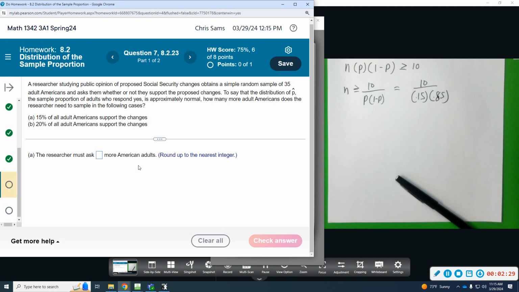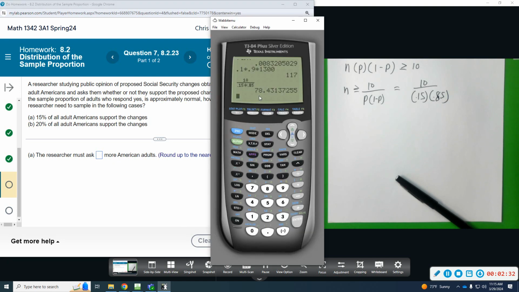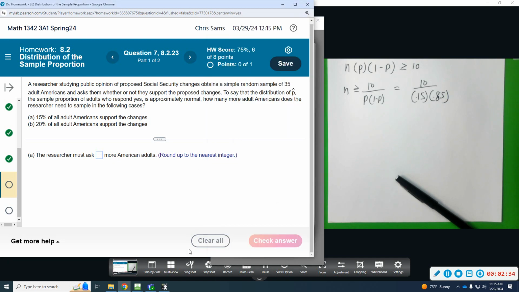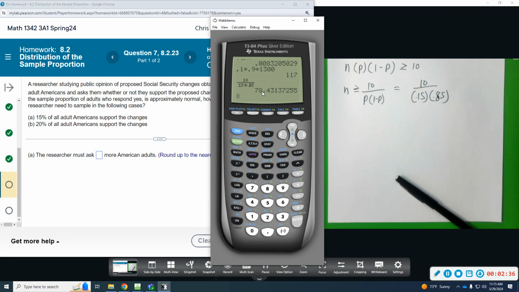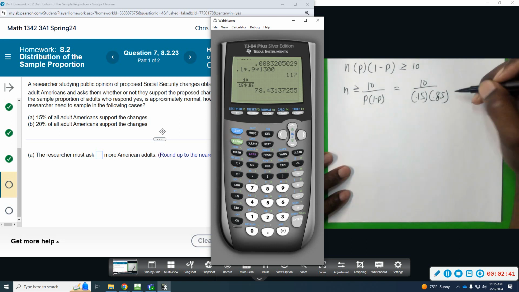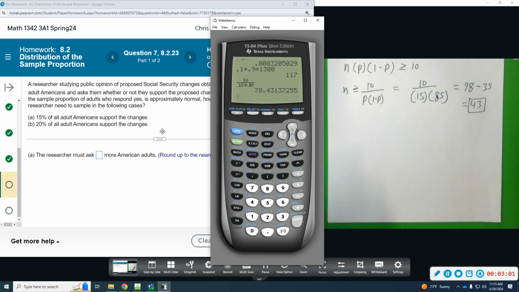It says round up to the nearest integer. The researcher must ask blank more. Okay, so this is roughly, I don't know that they want us to round this up. So we're going to say 78. We're going to take the 78 and we're going to subtract the 35. They asked 35, but how many more do we need to make sure we get to the 78 from what we already have? That gives us 43. So we need to ask 43 more individuals.